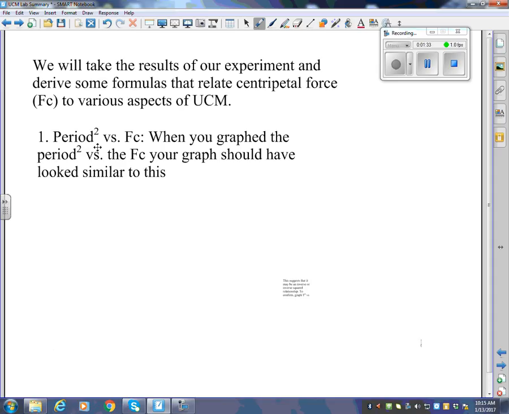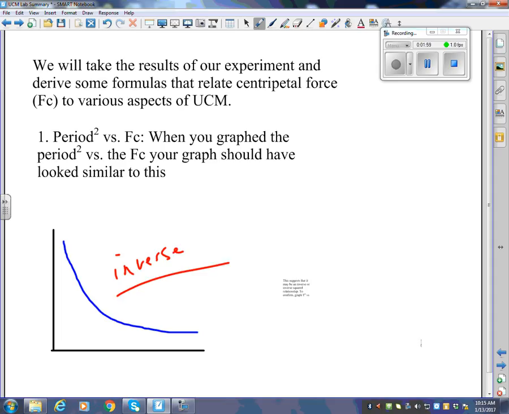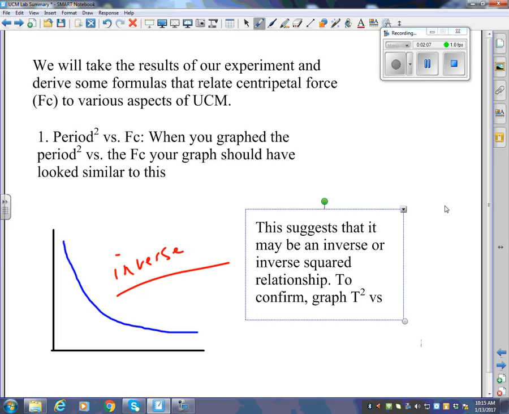When you graph the period squared versus Fc, your graph should look like that one. Is that what you got? Yeah? Okay, so that tells us that it's likely an inverse relationship. And you might remember that from the first week or 2 weeks of grade 11. When you get that curvy down thing, that is an inverse relationship. This suggests that it may be an inverse, or it could possibly be an inverse squared relationship.